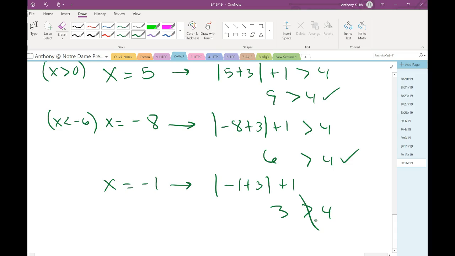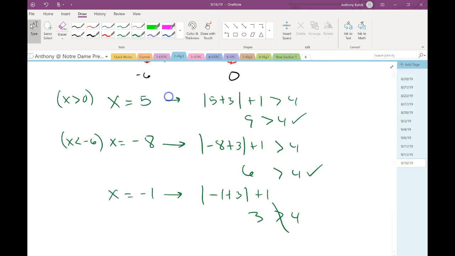Does everybody kind of see why we need the or sign there? Because I can pick from this side or from that side. As long as I'm picking from one place or the other, I'm going to get something that works. Is that okay with you guys?